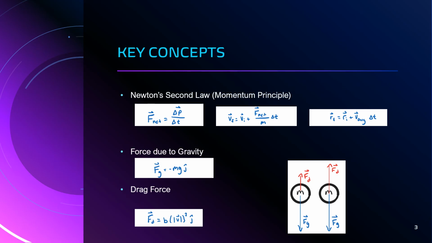So the key concepts for this lab are Newton's second law and the momentum principle. Basically, we'll use this to update the velocity and the position of the bottom of the Slinky in an iterative process. And then we also need to know just the force of gravity and the drag force.